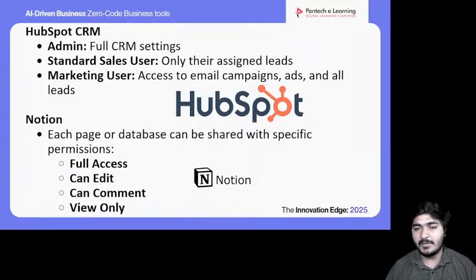He can request access to all those things too, but the HubSpot CRM will also work based on it. And in Notion, each page or database can be shared with specific permissions. Notion is the same as the CRM, where unlike HubSpot, you can separately send and share specific elements of the application. The admin can have full access, can edit, can comment, or view only. So we can change the settings based on our need and send it to the personnel. That's how Notion also works, same as the CRM.